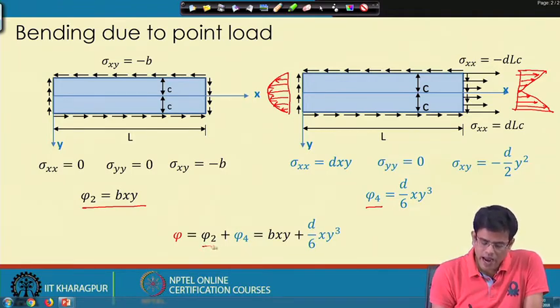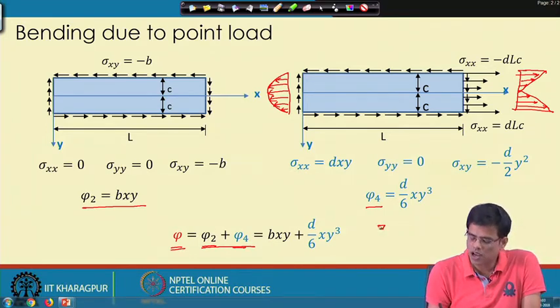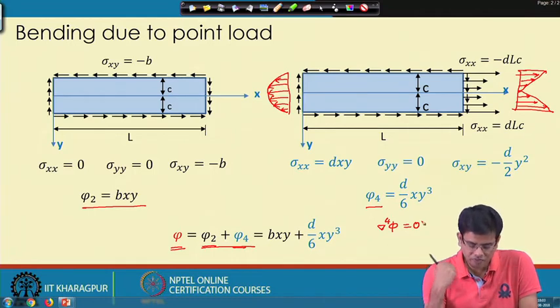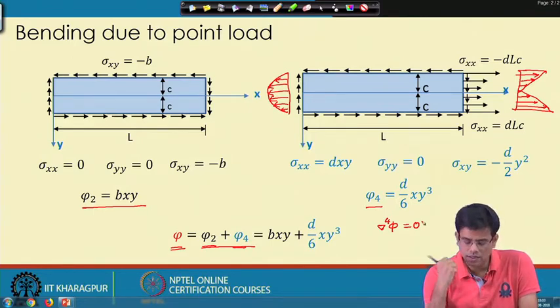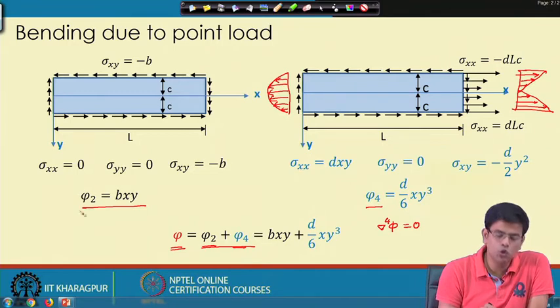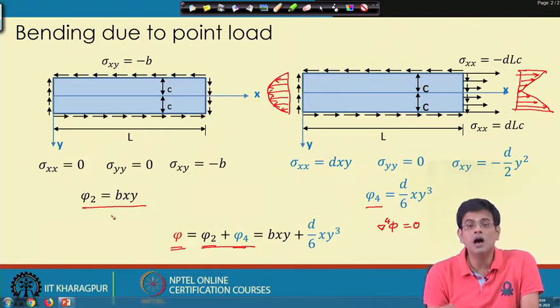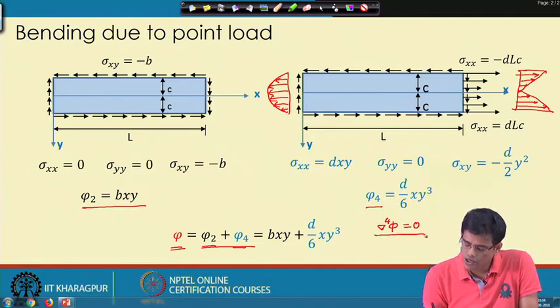For instance, if I add phi 2 and phi 4 and call the sum my phi, then this phi satisfies the biharmonic equation. If you remember carefully, the biharmonic equation is essentially a linear differential equation. The linearity property allows us to superimpose the two different phi. Since the individual phi 2 satisfies the biharmonic equation and phi 4 also satisfies the biharmonic equation, the sum of phi 2 and phi 4 will also satisfy the biharmonic equation. This is the linearity property.